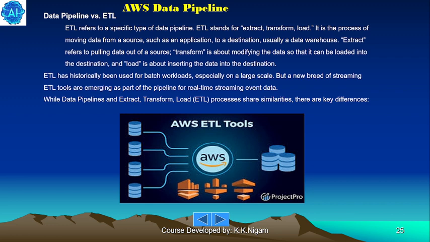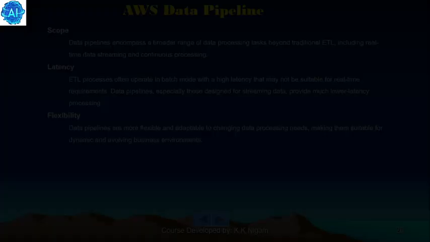ETL has historically been used for batch workloads, especially on a large scale. But a new breed of streaming ETL tools are emerging as part of the pipeline for real time streaming data. While data pipelines and extract, transform, load processes share similarities, there are key differences.